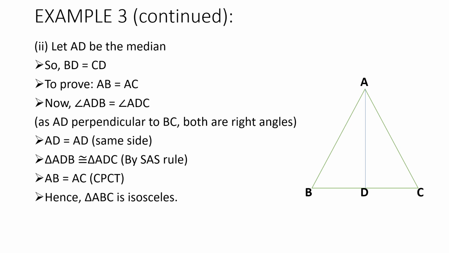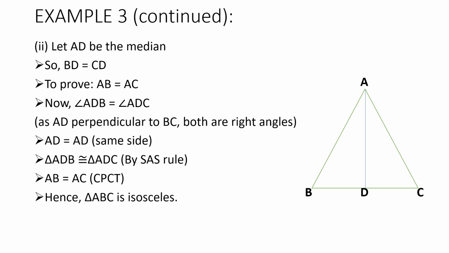Since it is the median, BD will be equal to CD. What we have to prove? The triangle is isosceles, so we have to prove AB equal to AC. Now angle ADB equal to angle ADC. Why? Because AD is perpendicular to BC, so both will be right angles. Also AD equal to AD, same side.